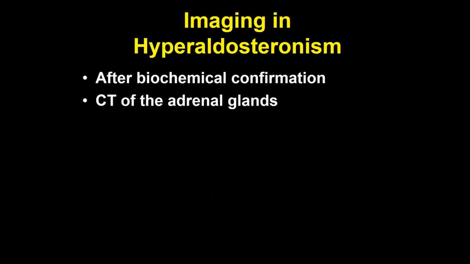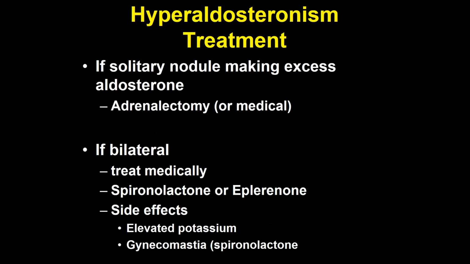So in terms of imaging in hyperaldosteronism, when we look at CT of the adrenal glands, we're looking to see, is this a solitary nodule versus bilateral lesions? And you can see either. It's really interesting. If it's bilateral, we will treat these patients medically with either spironolactone or eplerenone, which is a newer mineralocorticoid antagonist. They're extremely effective at getting good blood pressure control and essentially medically treating this. If it's a solitary nodule, then we would definitely consider referring for adrenalectomy for those patients where it's appropriate.